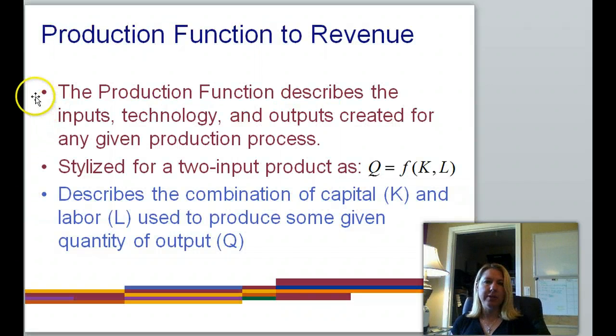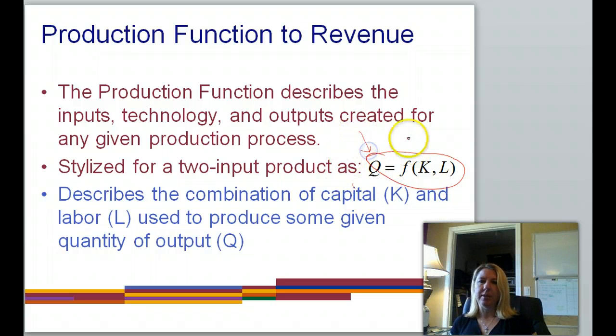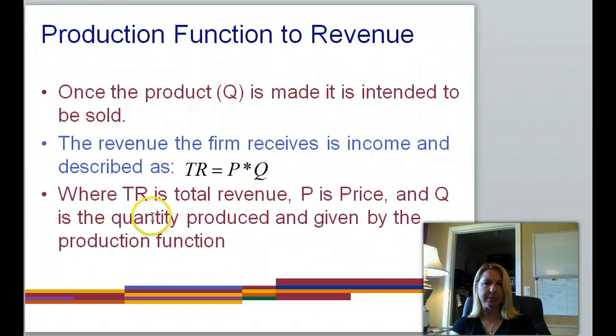So as a quick summary, the production function describes the inputs, technology, and outputs created for any given production process. In this case, we're going to stylize it and simplify it down to a two-input product. So for example, it'll look something like this one right here. Q is equal to a function of capital and labor. Q is our output. The F stands for the functional relationship, or how the two input variables are related. And our two input variables are capital and labor. So this describes the combination of capital and labor that is used to produce any given quantity of output Q. And so that's where we begin, just as a summary from last time.